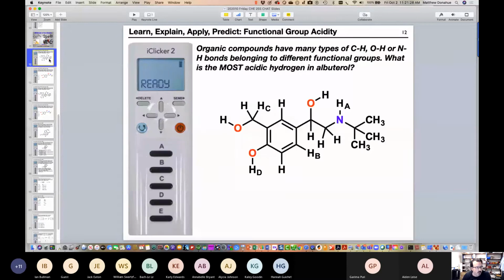So let's consider some questions here about albuterol. This one has CHs, OHs, and NHs in different functional groups. So what is the most acidic hydrogen in albuterol? When I give this question on an exam, students get a little confused. The choice that you're looking for, there's A, B, C, or D, is what you're looking for in terms of your response.